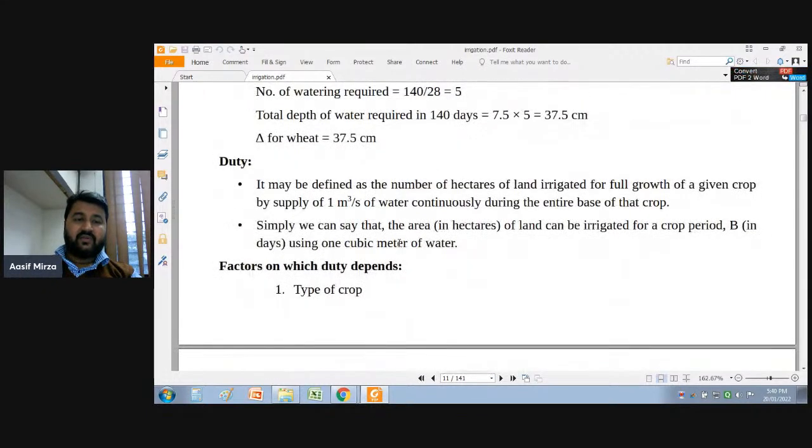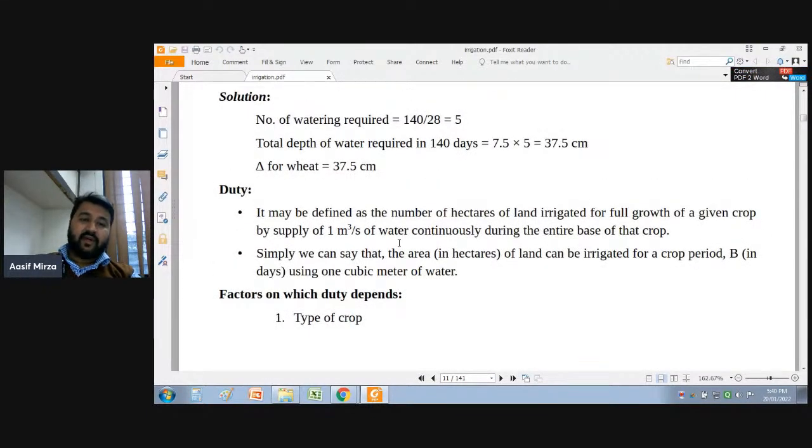Now, what is meant by the duty? Duty may be defined as the number of hectares of land irrigated for full growth of a given crop by supply of 1 meter cube per second of water continuously during the entire base period of that crop. Simply, we can say that it is the area in hectares of land that can be irrigated for crop period B in days using 1 cubic meter of water.